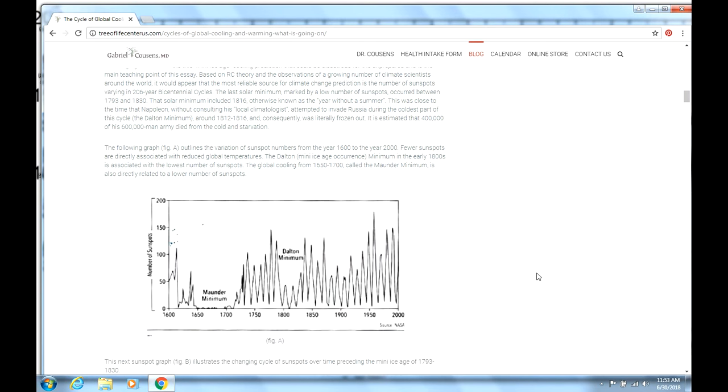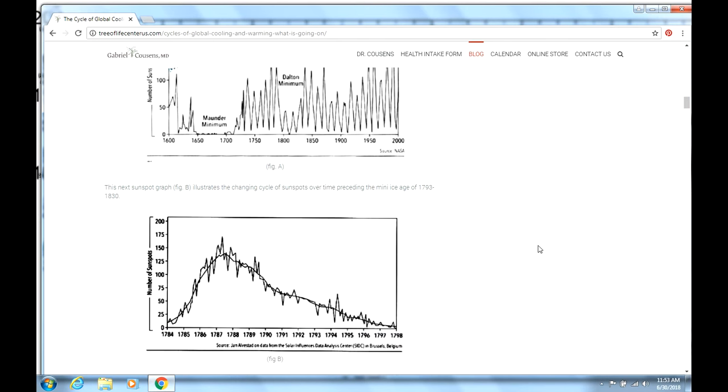The following graph outlines the variation of sunspot numbers from the year 1600 to the year 2000. Fewer sunspots are directly associated with reduced global temperatures. The Dalton minimum in the early 1800s is associated with the lowest number of sunspots. The global cooling from 1650 to 1700, called the Maunder minimum, is also directly related to a low number of sunspots.